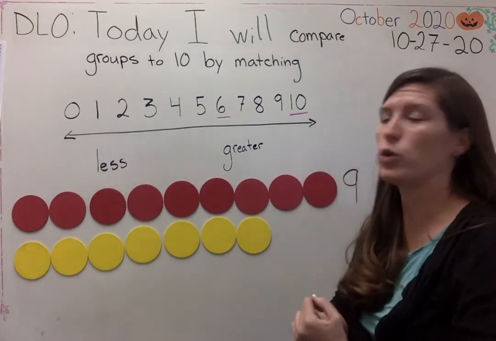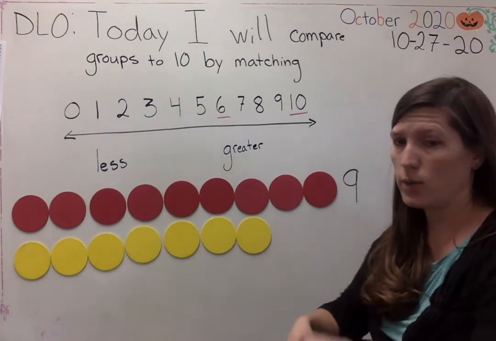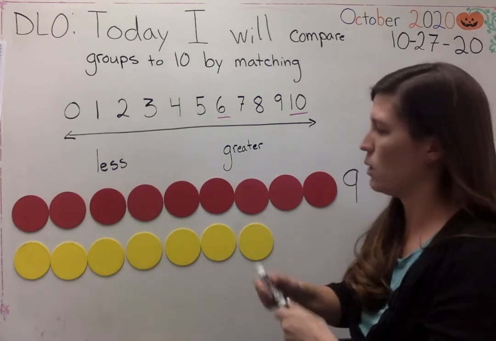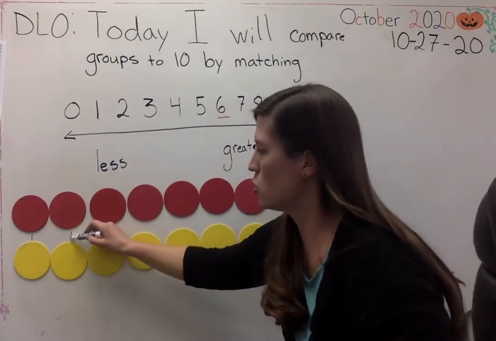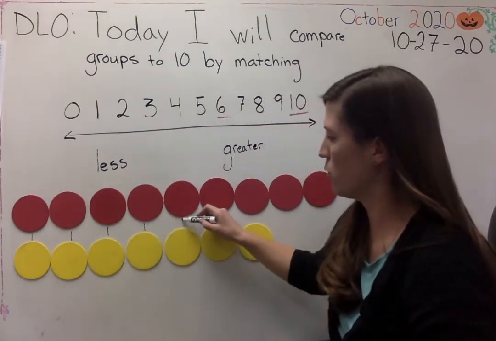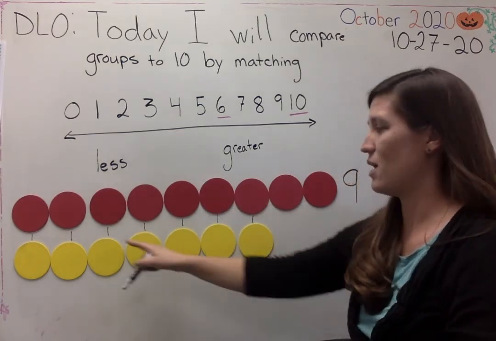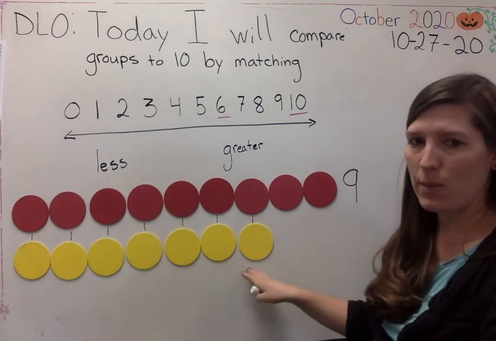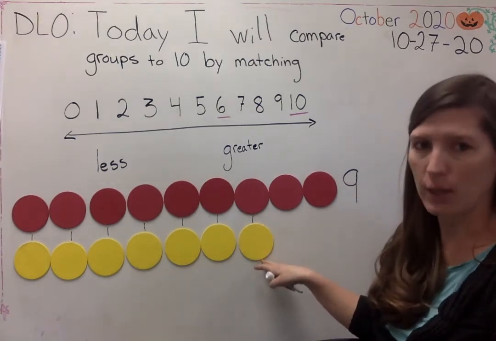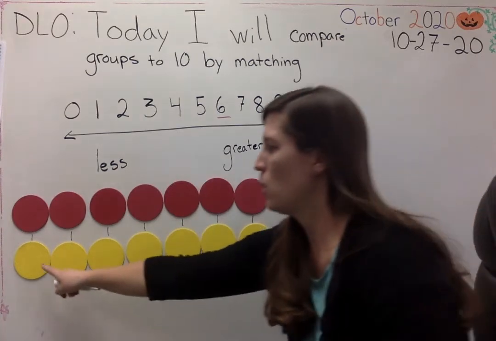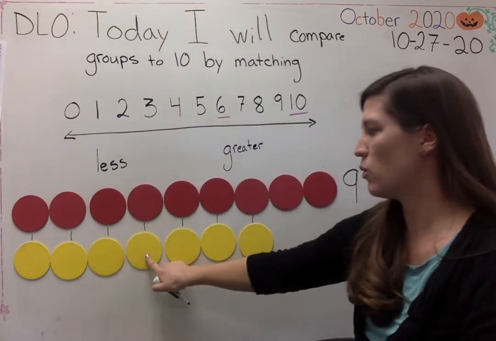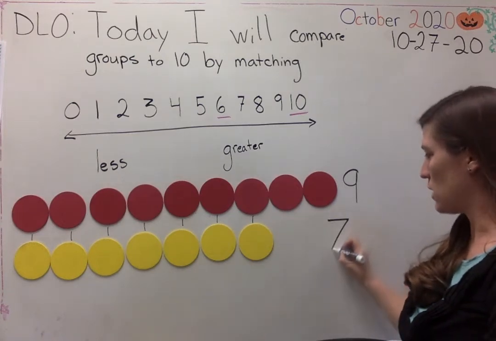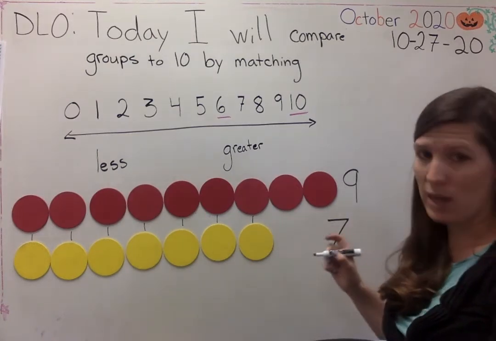I want to know which group is greater. So let's draw our lines to match. 1, 2, 3, 4, 5, 6, 7. I have 7 matches. So we had 9 up here. However many matches there were, the lower number, that's how many there are of the yellow ones. But let's just count. 1, 2, 3, 4, 5, 6, 7. Straight across, down from heaven. That's the way you make a 7.